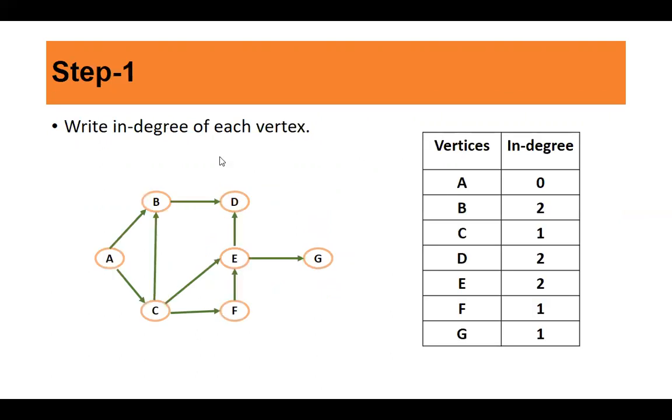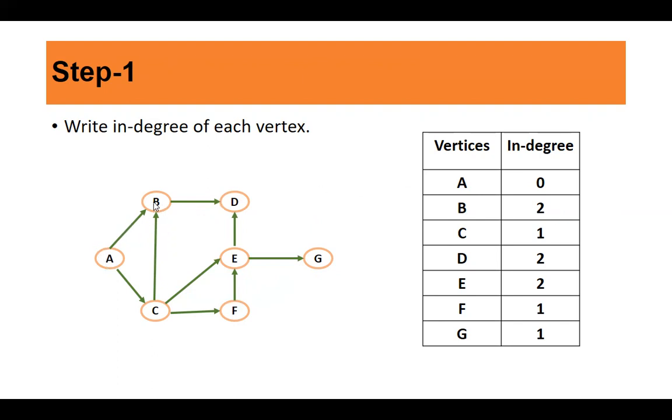So the very first step, what we do is we write the in degree of each vertex. Now, in the previous lecture I already spoke about in degree and out degree, right? What is in degree? In degree is the number of edges which are coming towards the vertex. So here we have a table of in degree. These are the vertices and these are the in degrees. Now, in degree of A is 0. Why? Because there is no incoming arrow to A. Right? In degree of B is 2. So how many arrows are coming towards B?